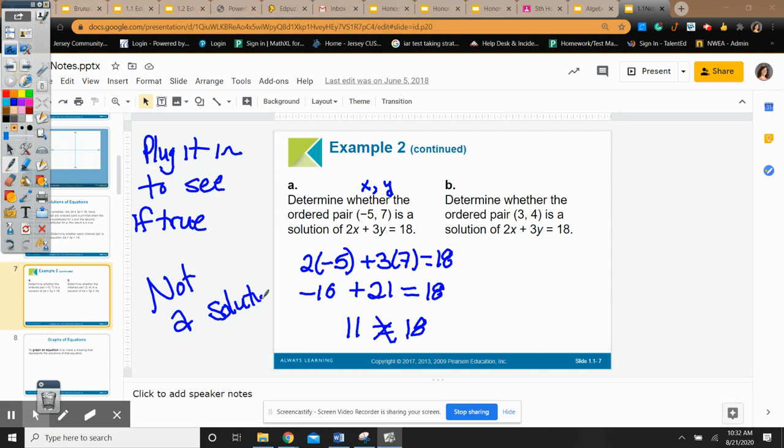If I was going to graph this line and pretend it looks like this, like I said, negative 5, 7 might be up here or down here. It's definitely not on the line though, because the line is the picture of all of the solutions.